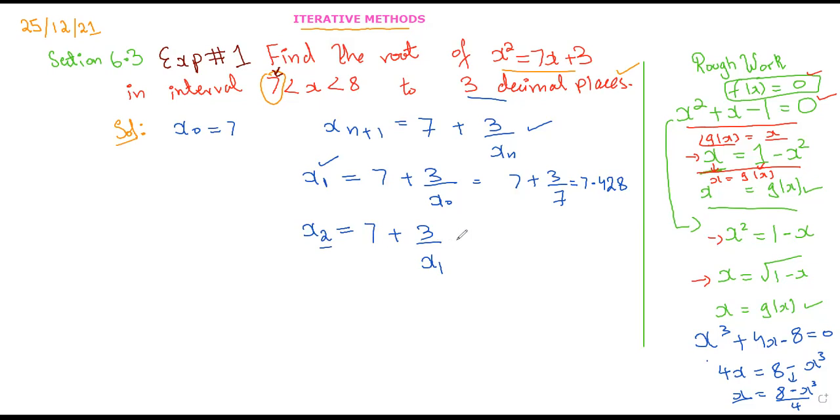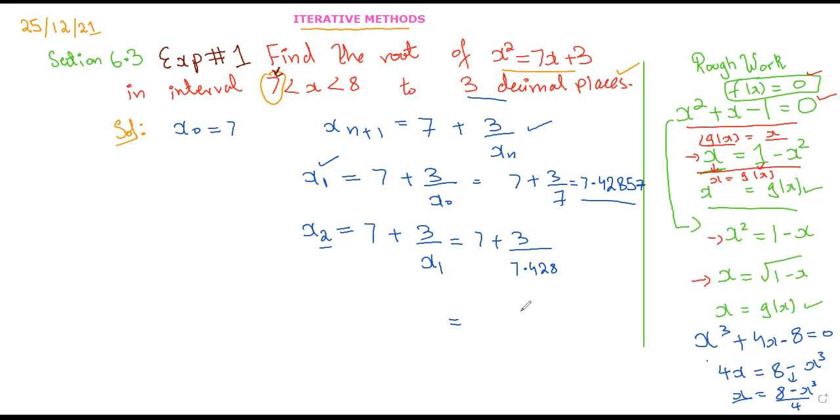Okay, so this would be 7 plus 3 by, what would be the value in x1? This value, 7.428. You will understand it. This is very easy. Okay, don't worry. And you need to use your calculator. Just use your calculator and tell me the value which you are getting. 7.4. Exactly. This is what I just said. Use this, and now tell me the value.